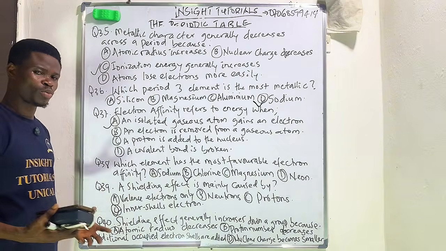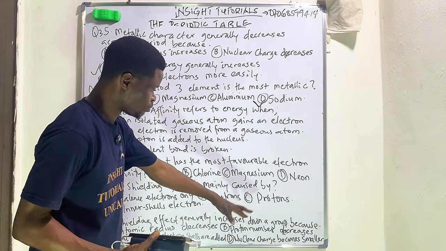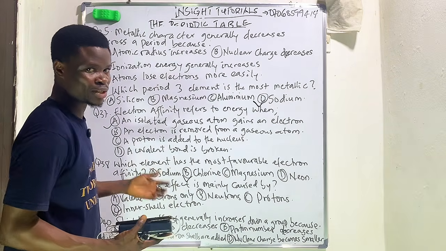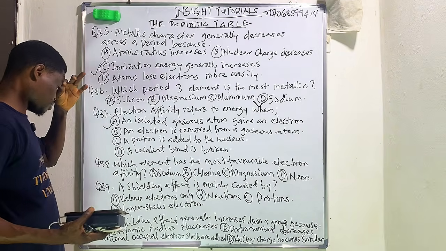We all know that down the group atomic radius increases, not decreases, so this is off. Option B says proton number decreases, but down the group there's an addition of protons, right? Elements increase in atomic number, which is addition of protons. So option B is off.